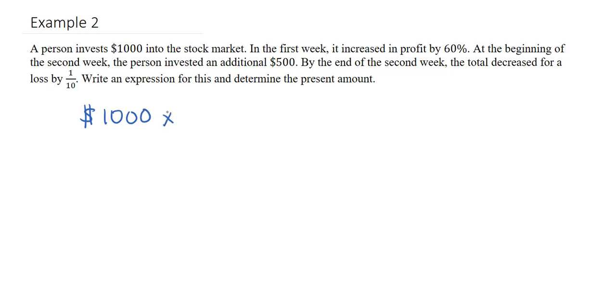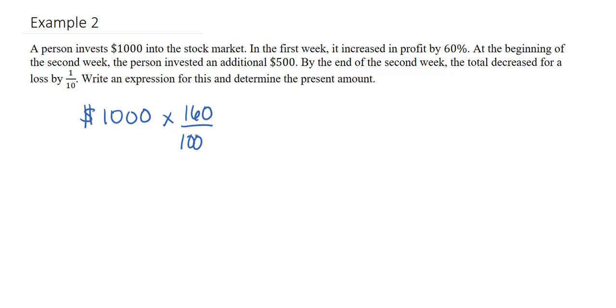That means we're going to multiply this by 160 over 100, because we need to have the full amount, but then it also increased by 60%. You might have to go back to percent review, thinking about what number times the starting amount equals the ending amount.